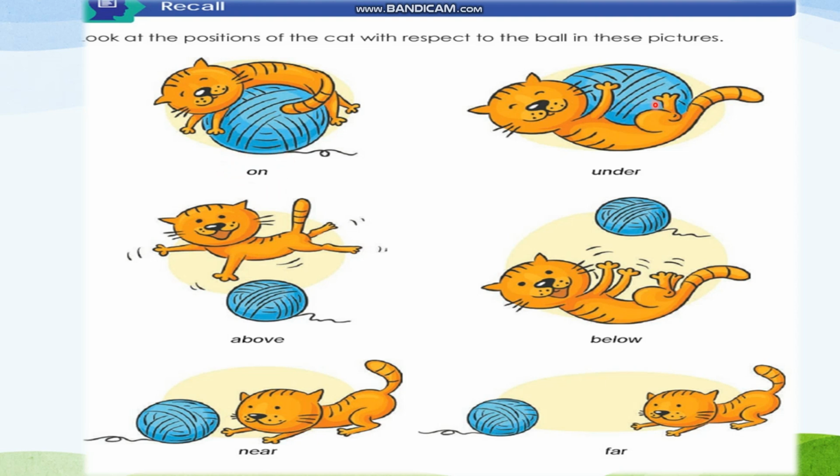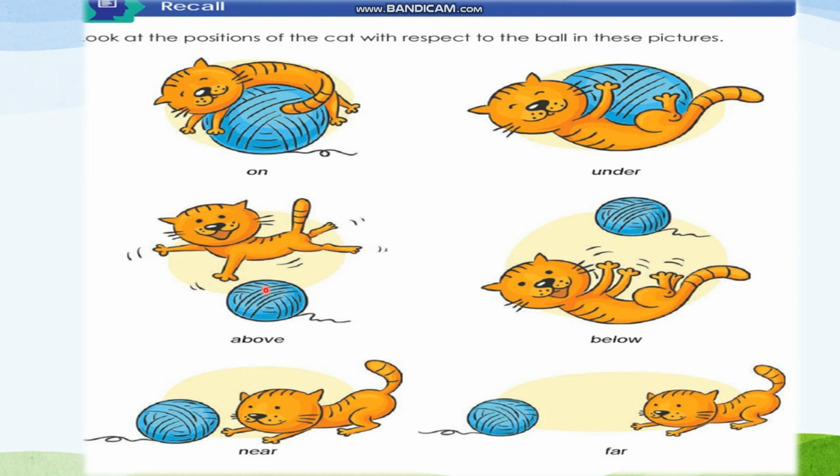Okay. And look at this picture. Here the cat is under the ball. So the position of cat is under the ball. So under, under.